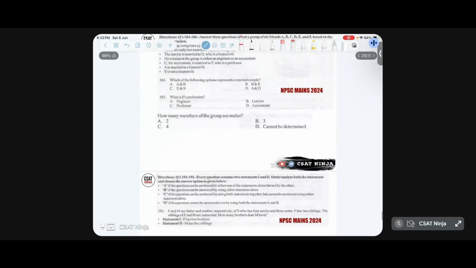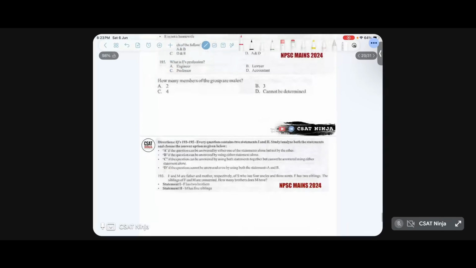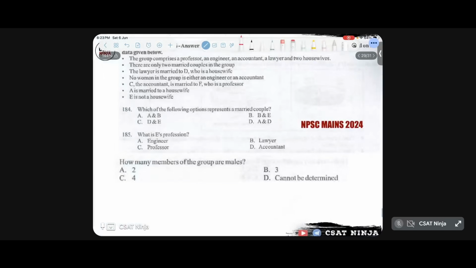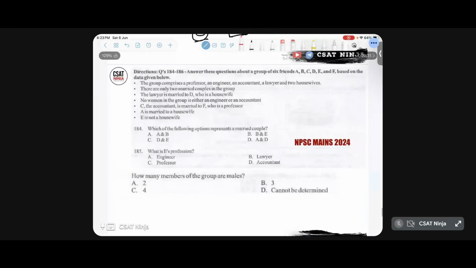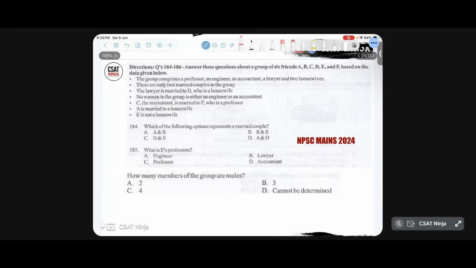I have a mains paper here. I think we're coming to an end. I just have 2 questions, okay? It's an NPSC mains 2024 question. Let's start with the question. What is given? A group comprised of professor, engineer, accountant, lawyer, and 2 housewives. So this detail you need to keep in mind. Let's look at the statements here.